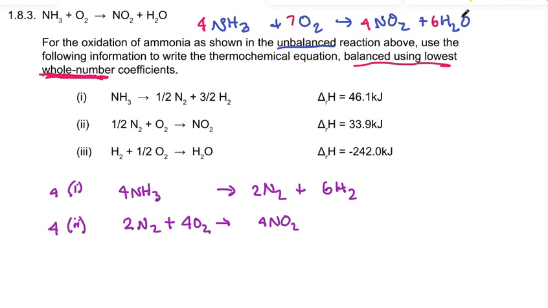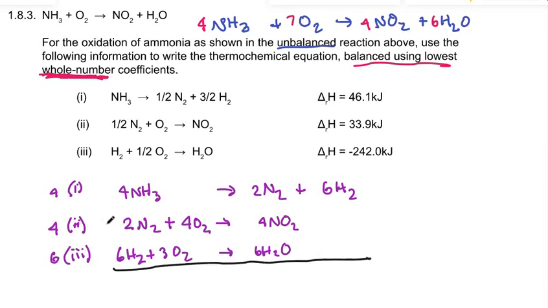And finally, we need a reaction with 6 H2O on the right. This reaction already has H2O, and it's on the right, but we need 6 of it. So to make this happen, we need 6 times reaction 3. That'll give us 6 hydrogen. 6 times a half is 3 oxygen, arrow, and 6 H2O. We're out of reactions, so hopefully that's all the stuff we need.